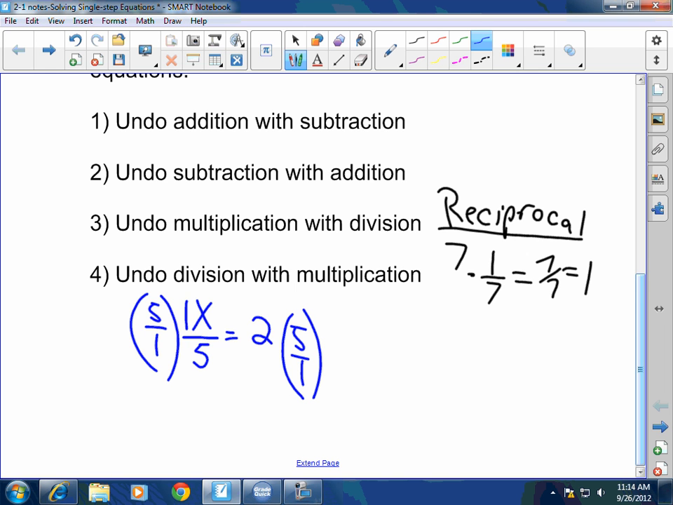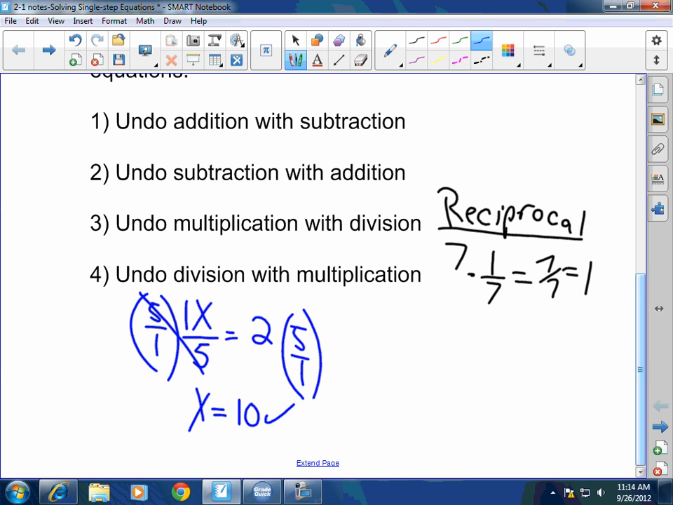5 over 1 is the reciprocal. Blink. X equals 10. Shabam. Does that make sense? We're going to do a whole bunch of examples today, but I just wanted to make sure that these first steps make sense, especially with the multiplicative inverse.